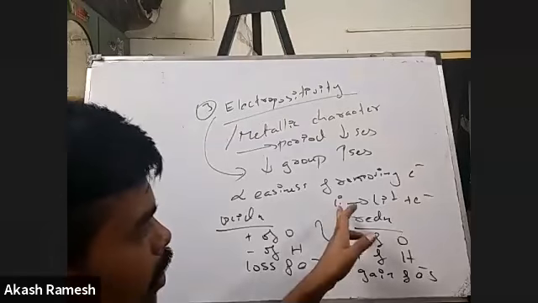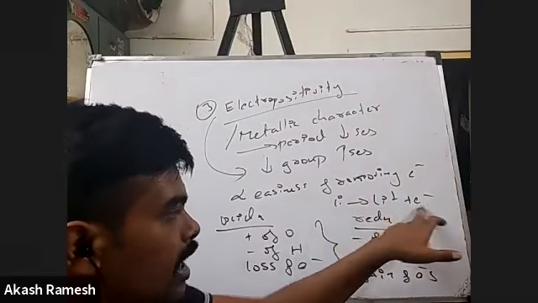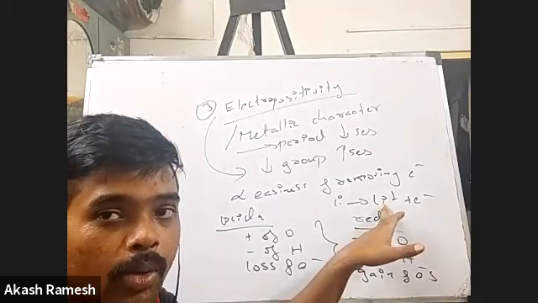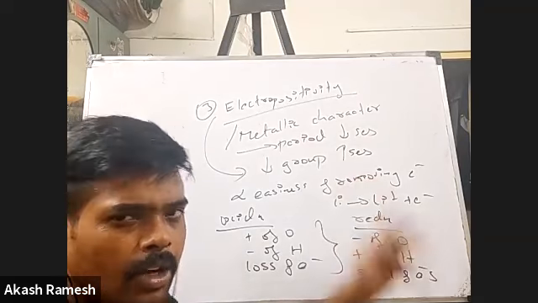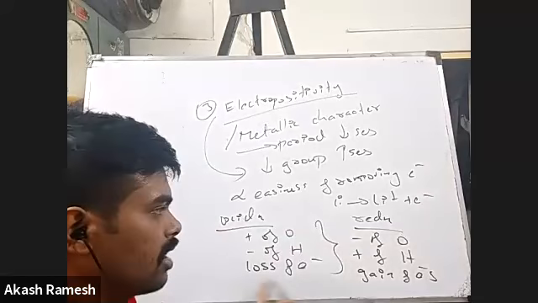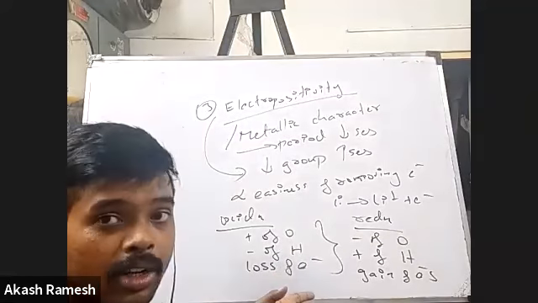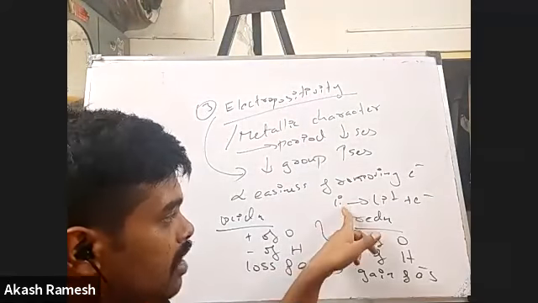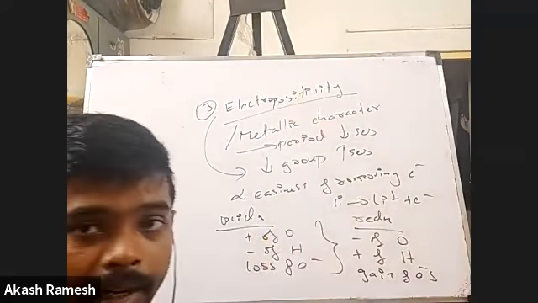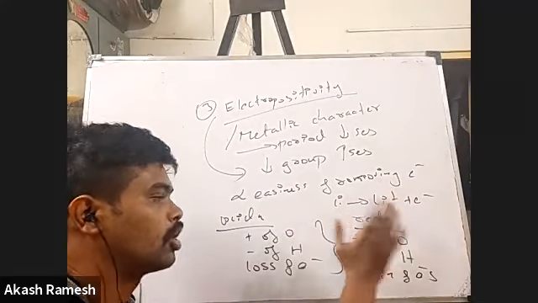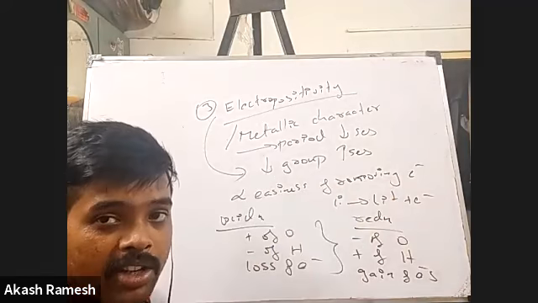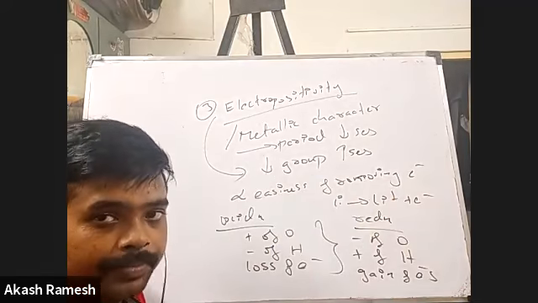So can you tell me what is happening here? Li is losing an electron to form Li plus. So what process is this? Oxidation, right? Loss of electron is oxidation. So that's what is happening here in electropositivity or metallic character. Obviously you see that Li is losing an electron to form Li plus, so lithium is actually getting oxidized, right?